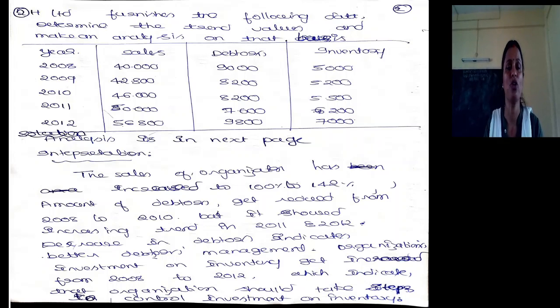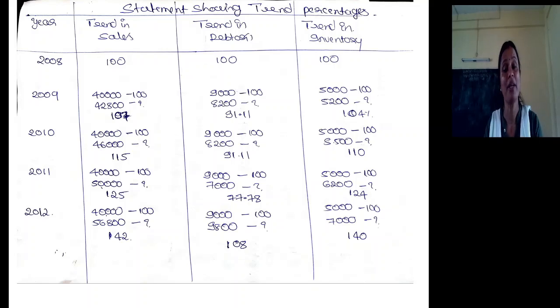H Limited furnishes the following data; determine trend values and make an analysis on that basis. We have information on sales, debtors and inventory. We do not have full information. We can comment on sales and on investment in debtors and inventory. We cannot comment fully. You know that we have 5 years of data. We need to take the previous year, the base year data, as 100. So sales of 2008 is considered as 100, and debtors and inventory of 2008 are also considered as 100. Then we need to calculate the trend percentage of 2009, 10, 11, 12.